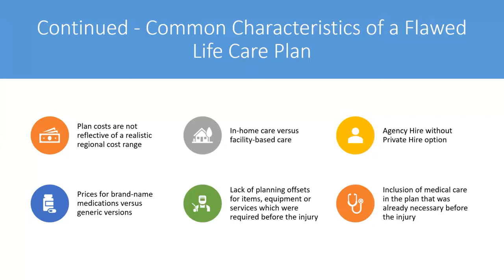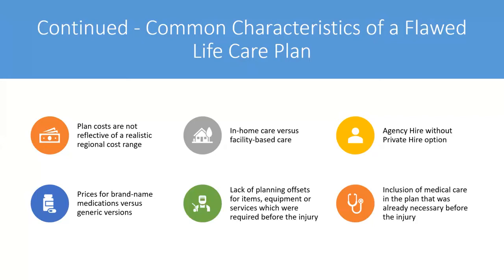Next thing here is agency hire without a private hire option. So there's basically two items that drive the cost of a life care plan. It's attendant care and medications. So when it comes to attendant care, you will see generally a plaintiff life care planner will only put in agency hire cost. And typically they're going to be from 25% to 50% higher, meaning, for example, if an agency hire cost is approximately $30 per hour, if you do a private hire option, it can be as low as $15 an hour up to $20 to $22 an hour.